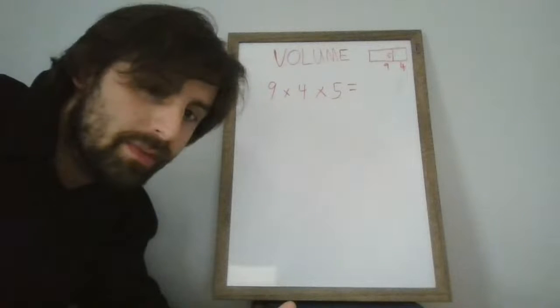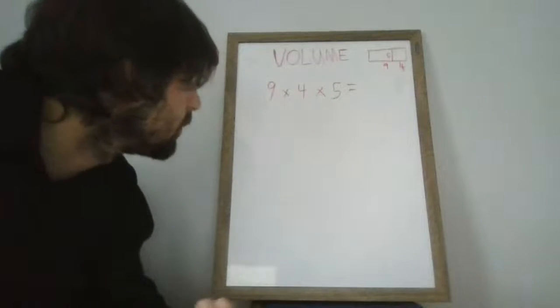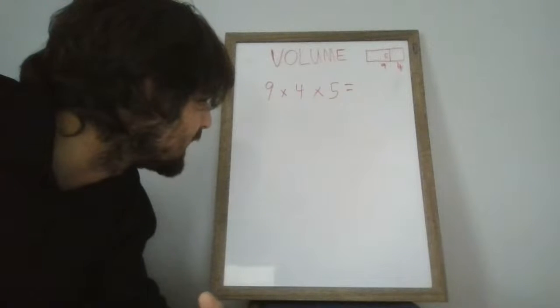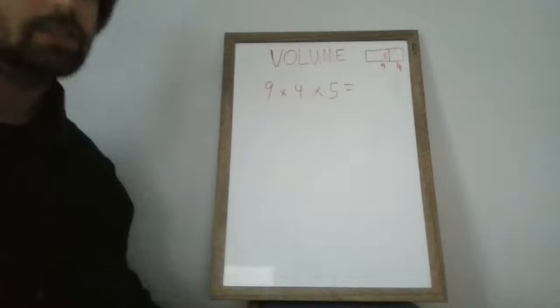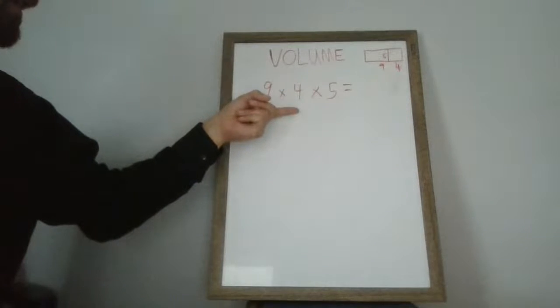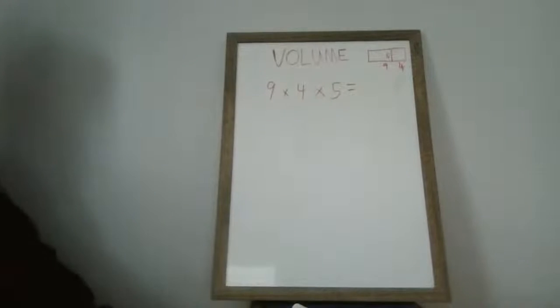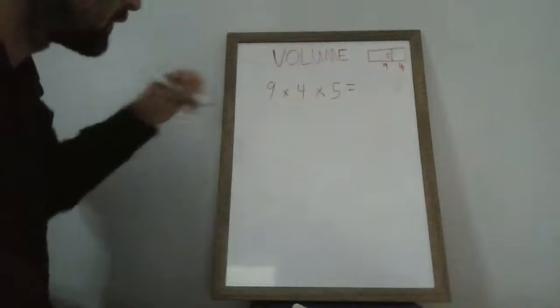To find the volume of any shape requires multiplication. It requires multiplying the length times the width times the height. Now, if you see these three different numbers that you need to multiply, it looks scary. So we're just going to focus on the first two numbers. Let's just focus on the length and the width to start. 9 times 4 times 5 will find me the volume of this shape, but we're just going to focus on 9 times 4.